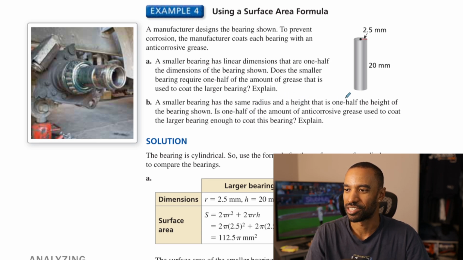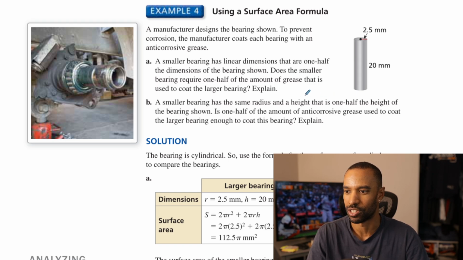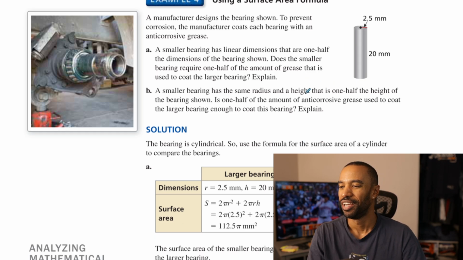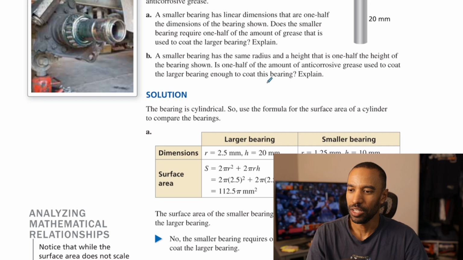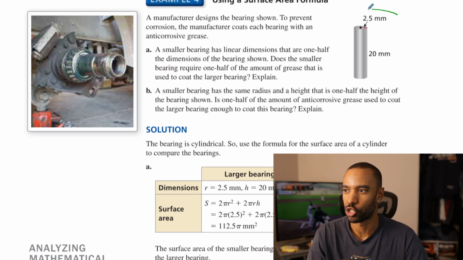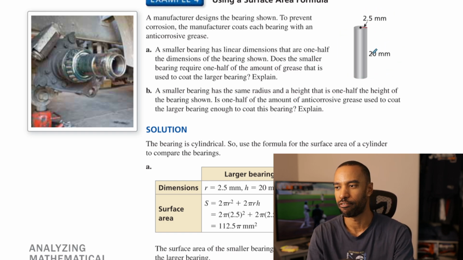And then a smaller bearing has the same radius, and it has a height that's half the height of the bearing shown. Is half the amount of anti-corrosive grease used to coat that bearing? I believe that one's yes. Okay. Let's answer this one at a time. So the first one says, let's shrink both of these sets of dimensions by 2, both the radius and the height. Make this 1.25, make this 10.